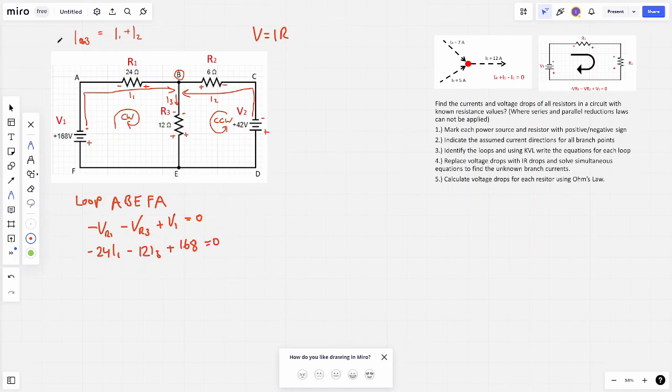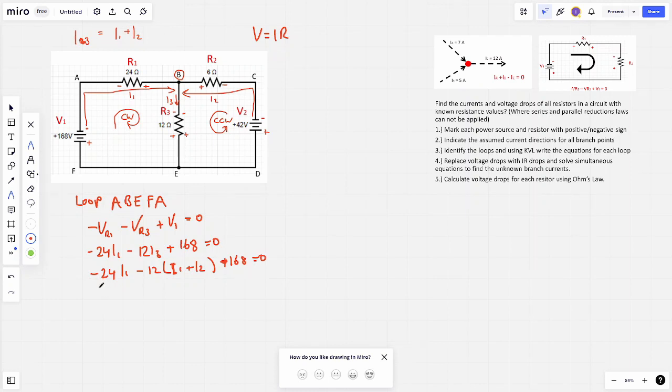And using the equation I3 is equal to I1 plus I2, let's substitute that back into I3 here. And we'll clean up the equation as we go along. So we can say that minus 24 I1 minus 12 (I1 plus I2) plus 168 is equal to 0.